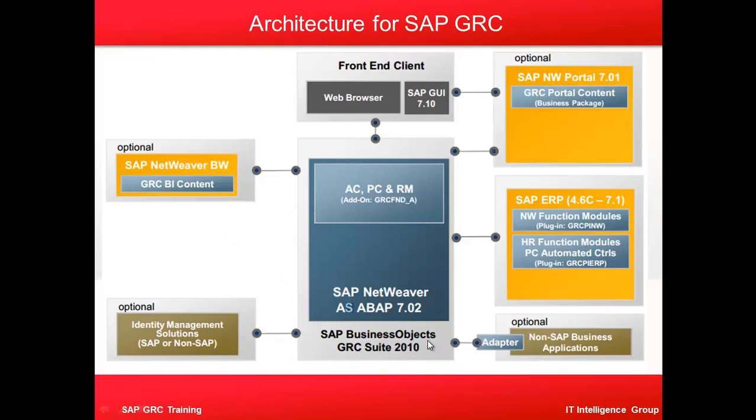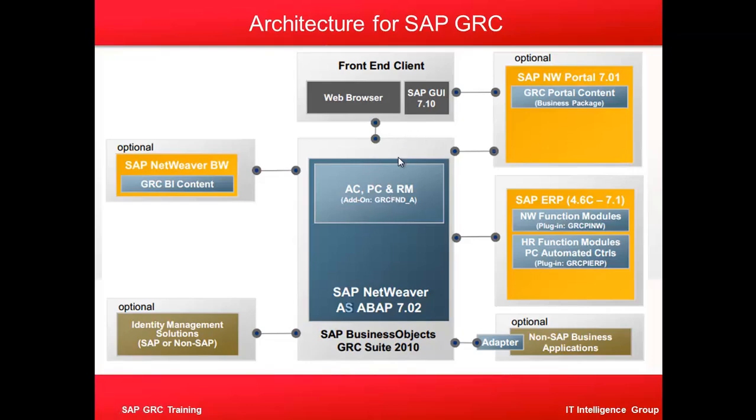So basically this, you have NetWeaver 7.02 with service pack installed, and on top of that you are adding these add-ons, which is access control, process control, and risk management, and they all are there in this. This is the name of the add-on which is having all these three components. Which are the components? AC access control, PC process control, and RM risk management.